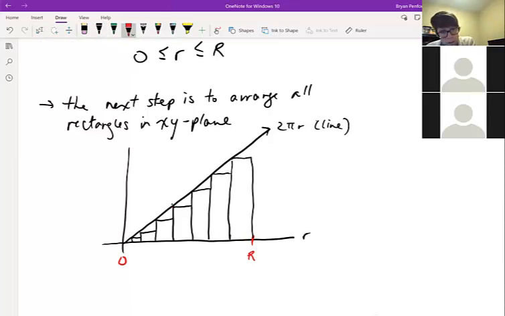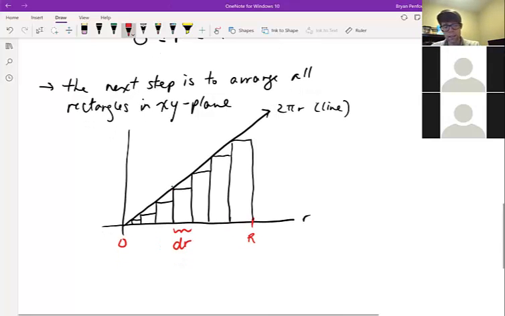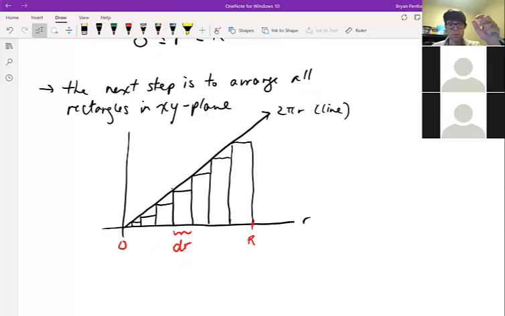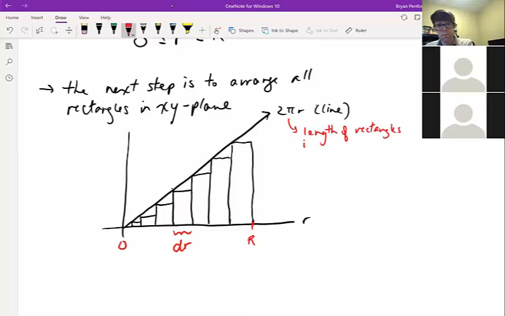Okay, and of course, one of these little chunks here, remember these represent the width of each of our rectangles. This is what we call a dr. So this is a little difference in little r. And of course, the 2 pi r line comes from the fact that the length of each of these rectangles has to be the circumference. So that's why I'm not pulling this 2 pi r out of nowhere. That's actually the width of these rectangles.